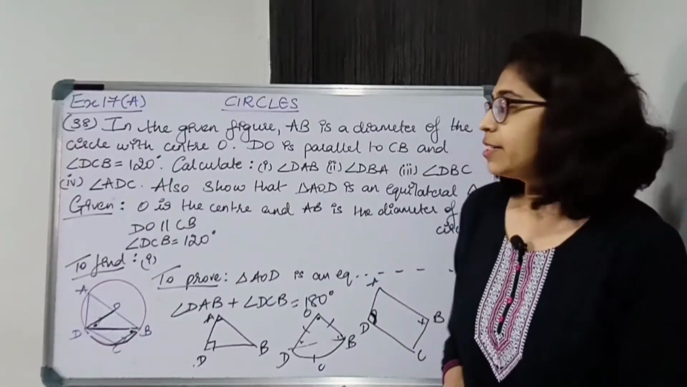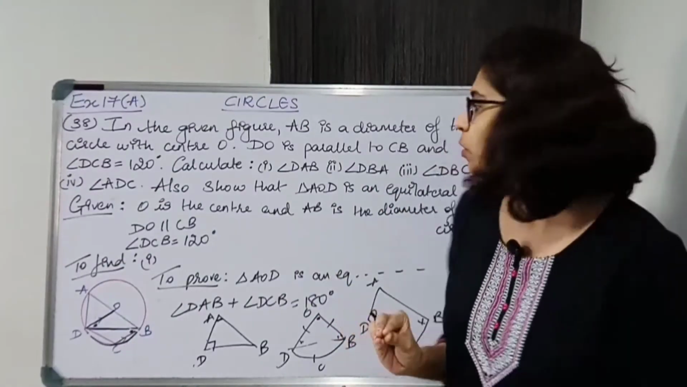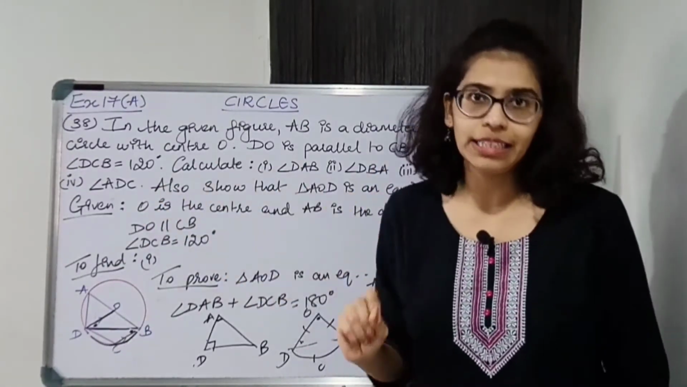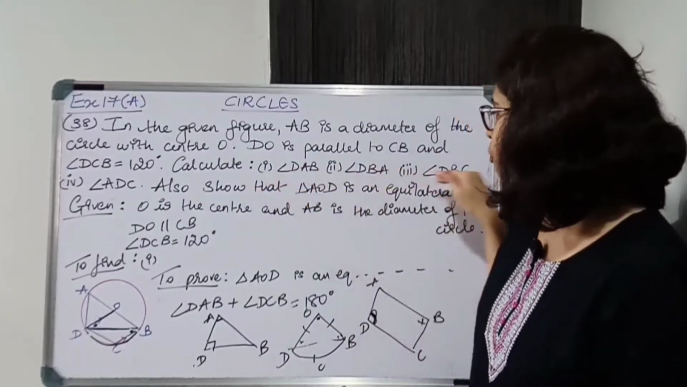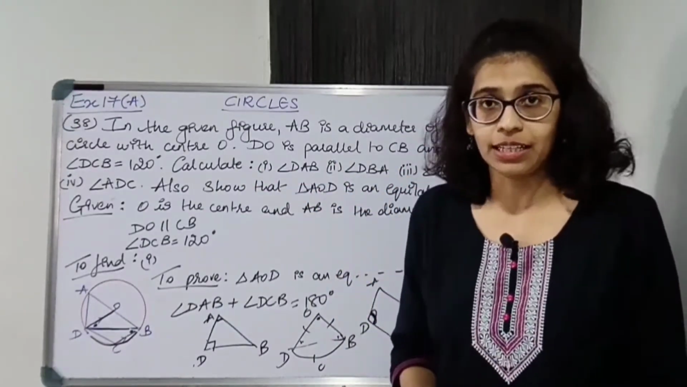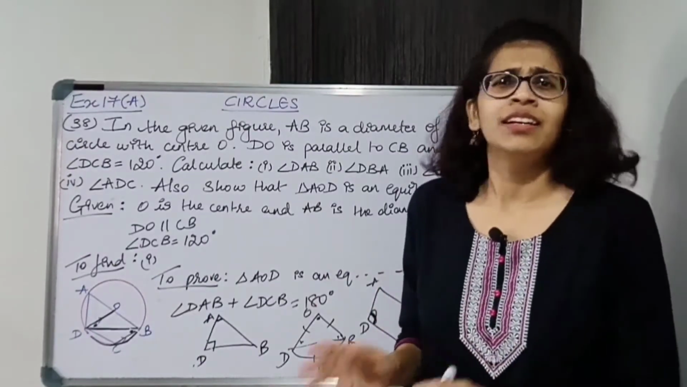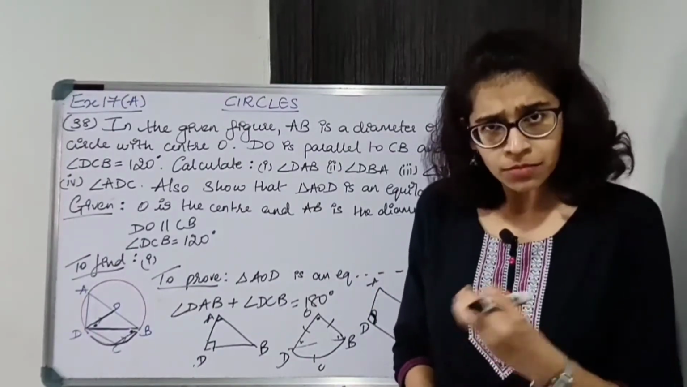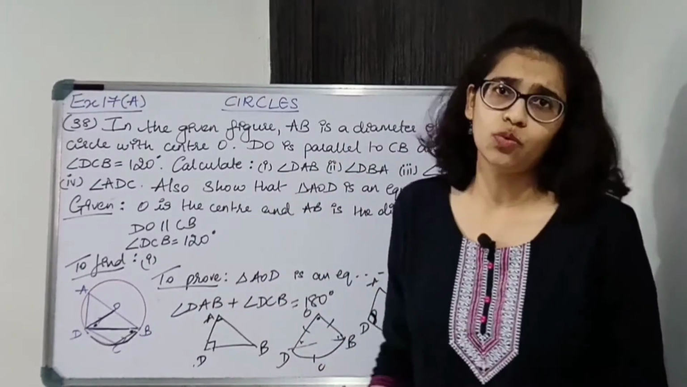Okay. So this is a little lengthy. Third and fourth are a little lengthy. And in the fifth part you have to prove triangle AOD is an equilateral triangle. So I'll come to that part later. That is also very easy. Okay, so now let us start with the solution.